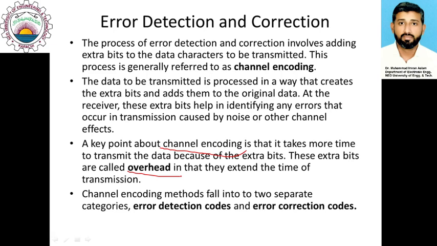So from the information point of view, we are causing some overhead on the system in order to exercise control over errors. Typically, the channel encoding methods fall into two categories. One is the error correction codes, and the other is the error detection codes. Error correction and error detection codes depend on whether the code provides you the capability of detecting the error only, or the capability of detecting as well as correcting the errors without a retransmission.